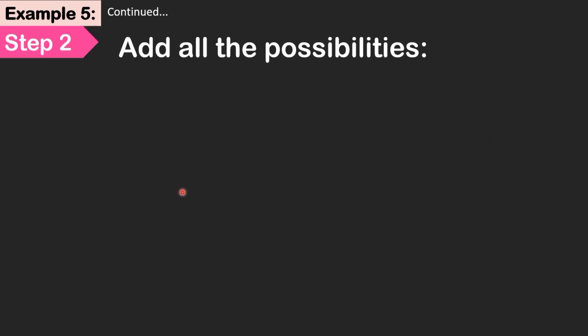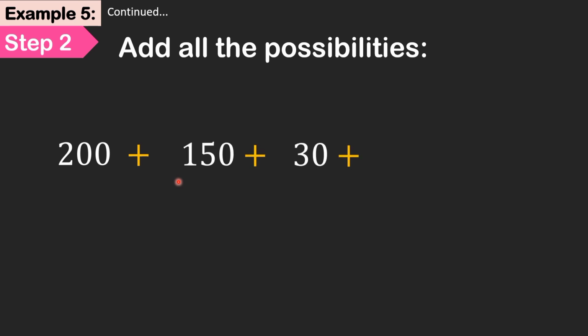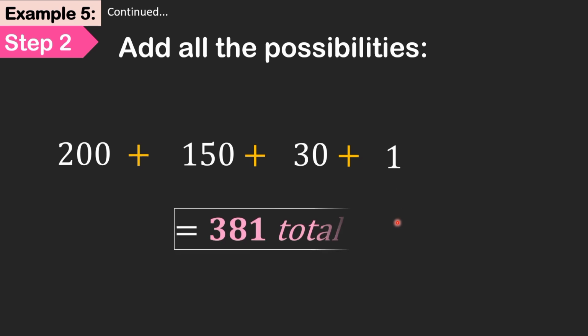Then step 2, add all the possibilities. Case 1, there are 200. Case 2, there are 150. Case 3, there are 30. And case 4, there is only 1. Therefore, there are 381 ways to form a committee of 5 people from 5 men and 6 women, if the committee must include at least 2 men.